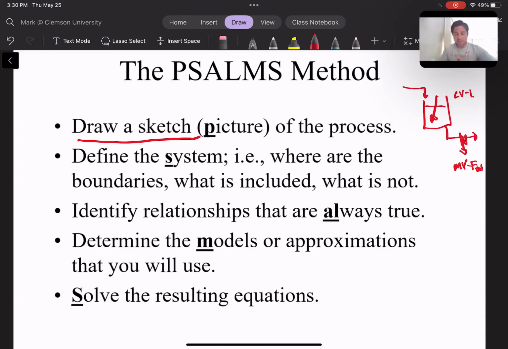So you're just representing the process as a picture. Then define the system. If we're thinking about a level, our system right here is going to be the contents of the tank, and this is the level. We can look at what enters the system, which is the flow in, and what exits the system, which is the flow out. Then identify relationships that are always true. For example, volume equals the cross-sectional area of the tank times the level. That would be an example of a physical relationship: the cross-sectional area times the level is the actual volume of the system.